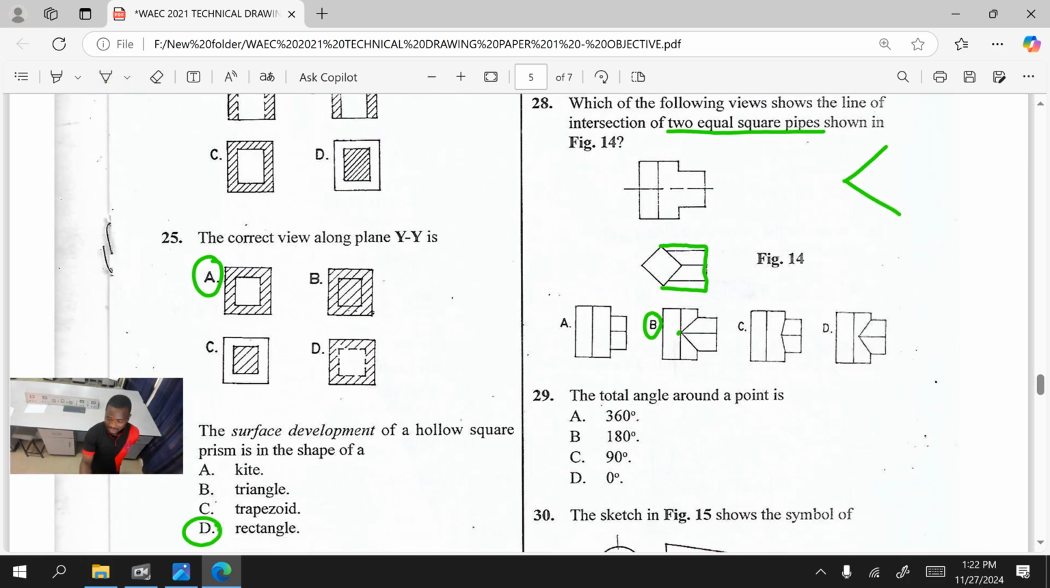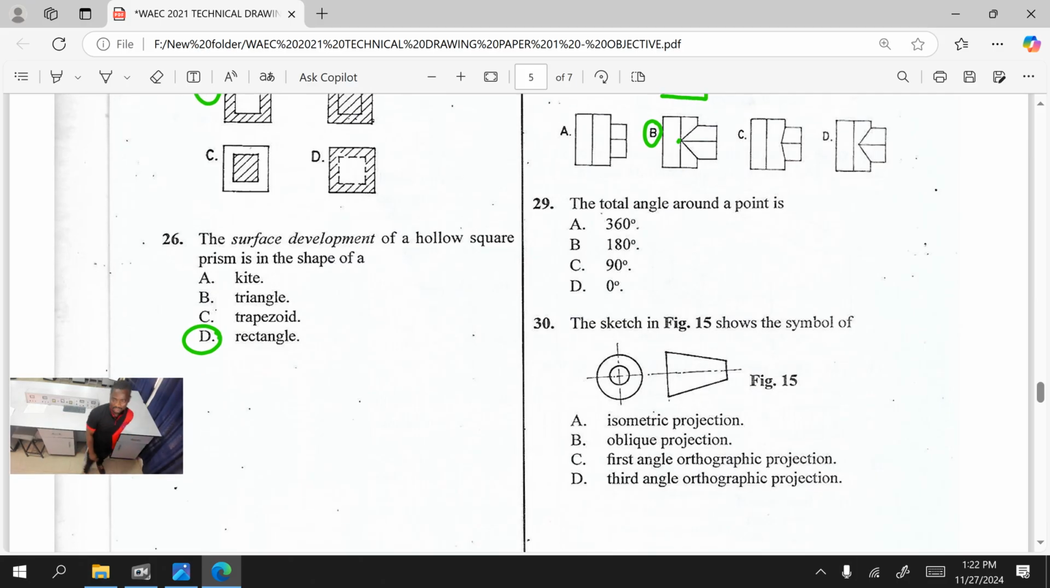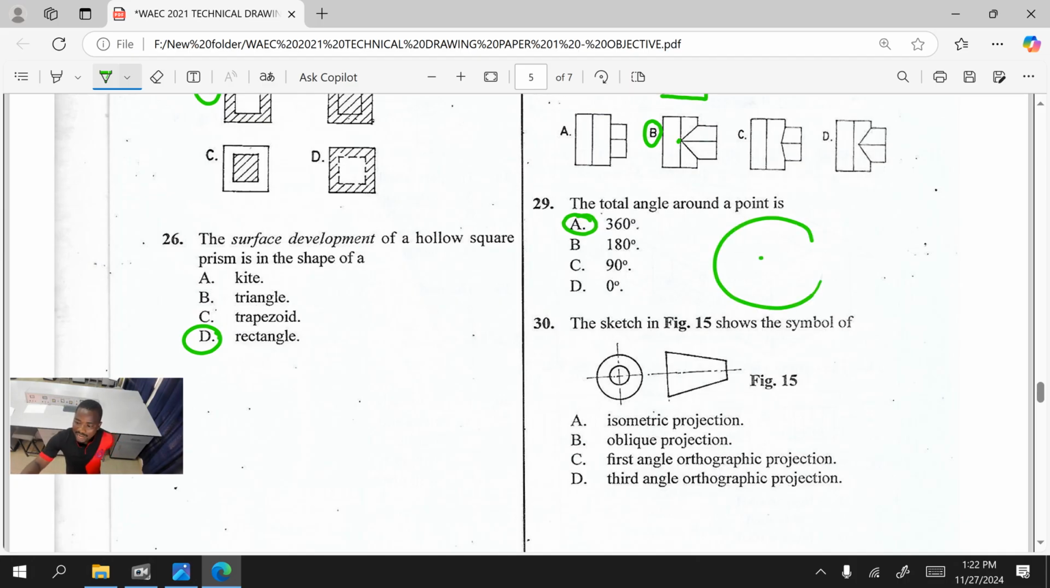So let's go to question 29. This is the easiest question for me. Let's read the question. The total angle around a point is, even if you ask a child in primary school, they will tell you this. The total angle around a point, what is that angle? It is 360 degrees. So when you have a point like this, the angle around it is 360 degrees. We call it revolution angle.